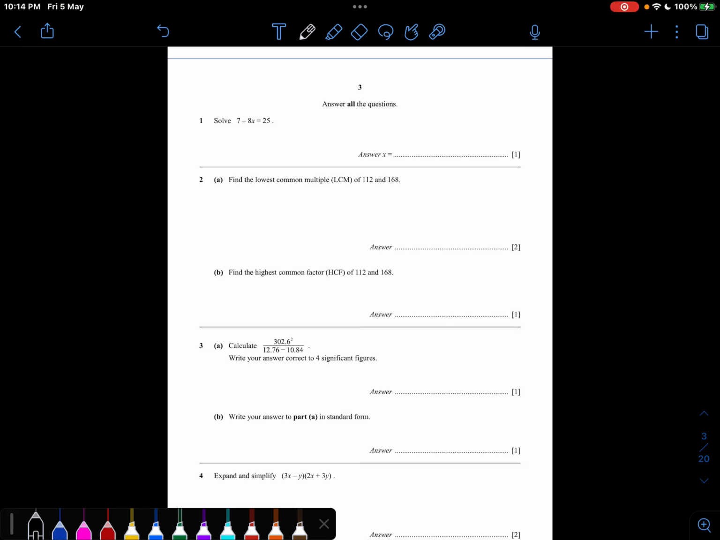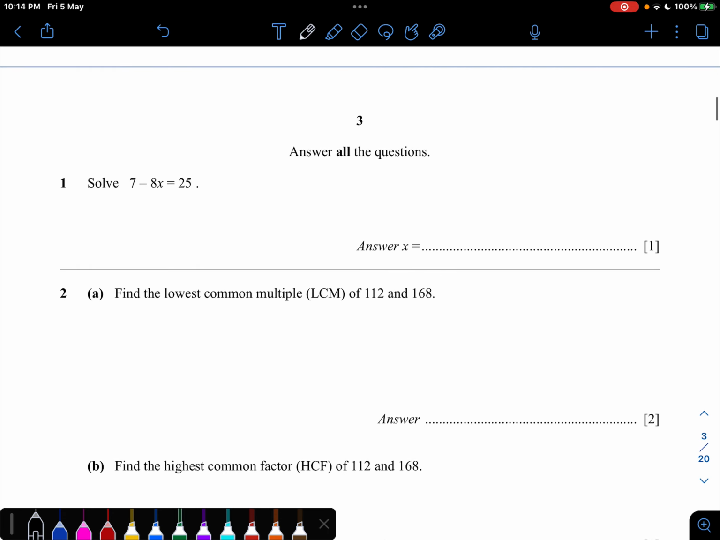Alright, let's take a look at the questions I asked you to do. So this is specimen paper 1. Let's take a look at question 1. I hope you know this. Definitely you do. So I'll start off by copying.